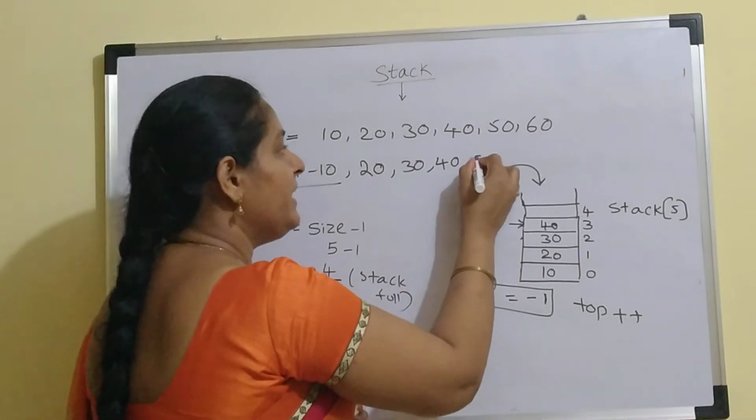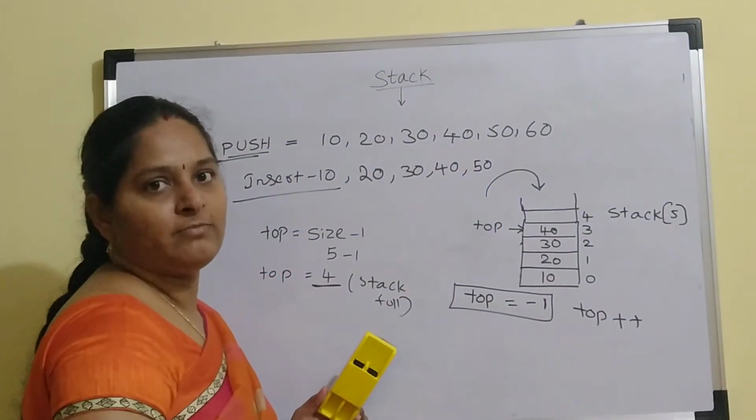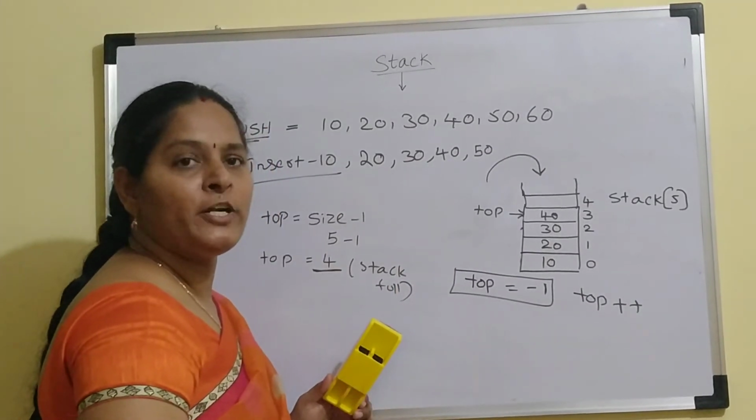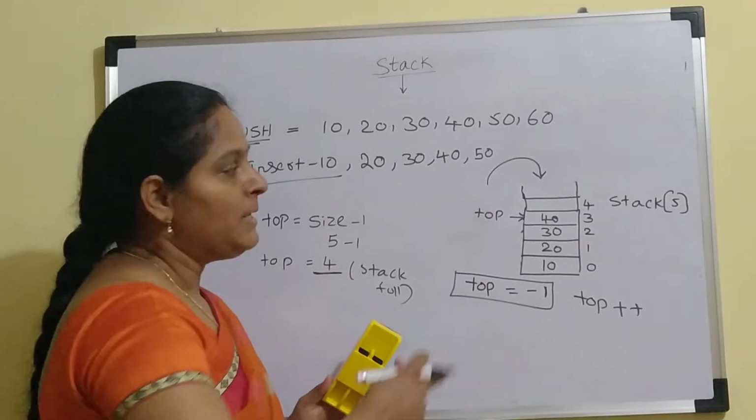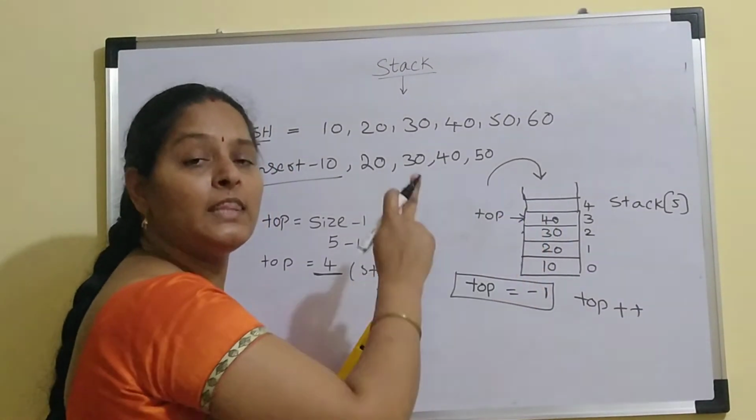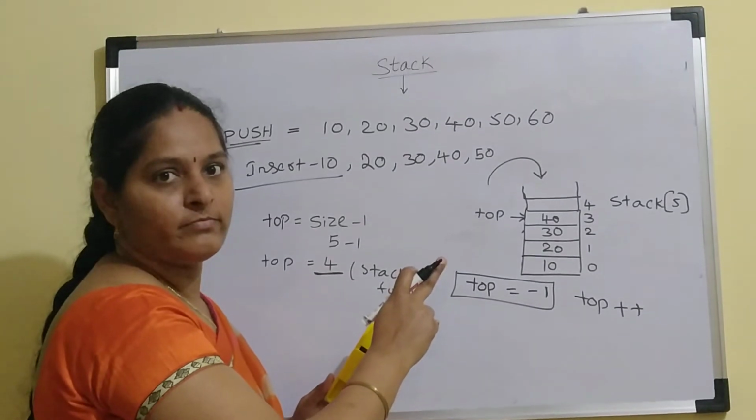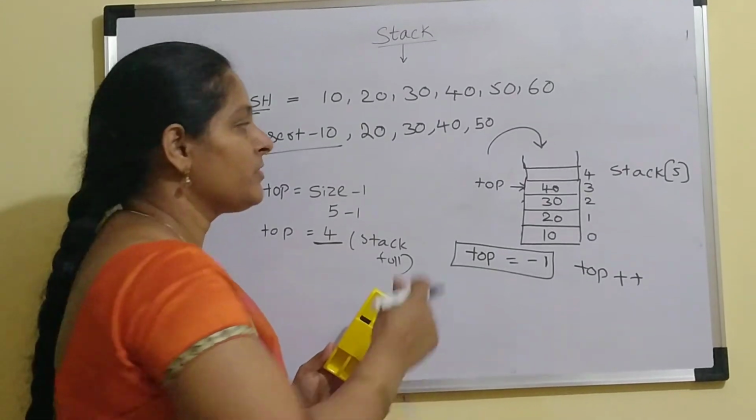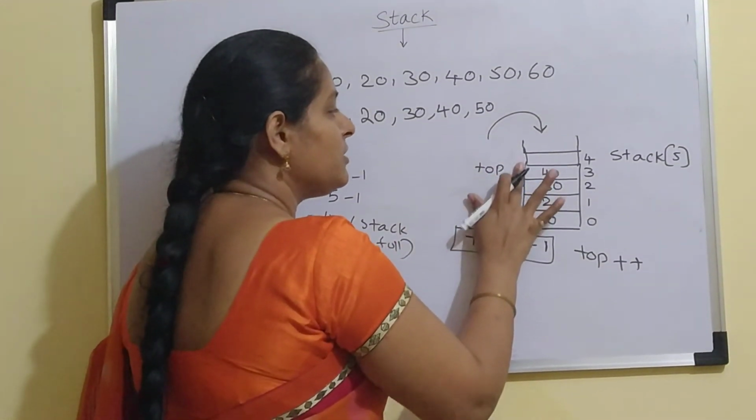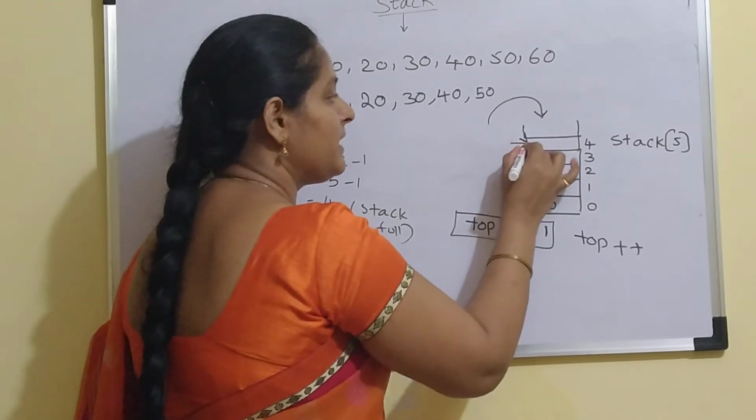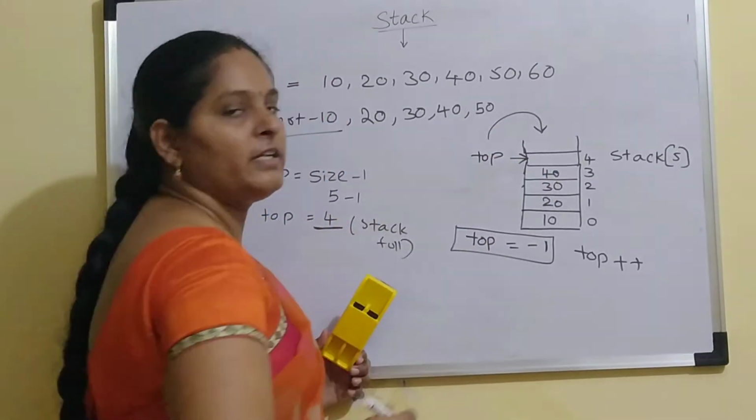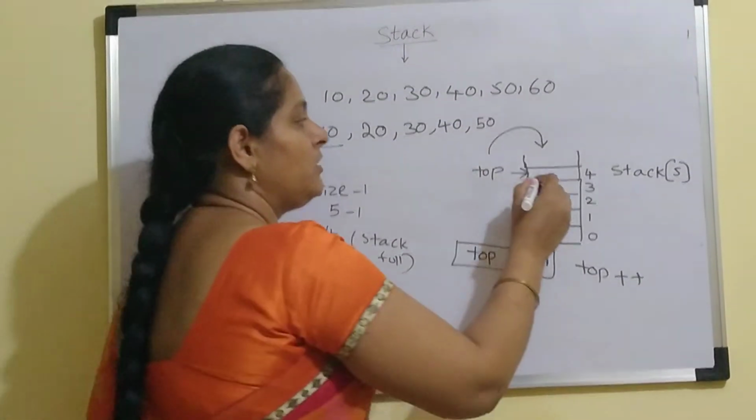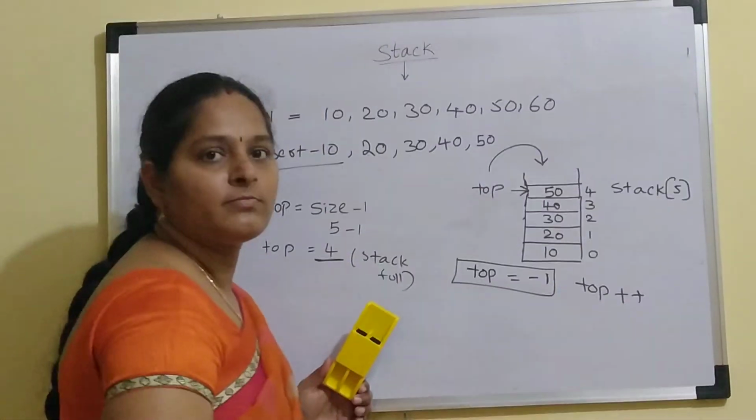Now try to insert 50. The next element to insert is 50. Right? So where to insert 50? Wherever the top pointer is pointing, at that index we need to insert, right? But here wherever the top pointer is pointing, that position is filled with 40. So if you want to insert a new element, we need to increment the top pointer by 1. So move the top pointer to the next available empty location. Now the top pointer points to 4. Now insert the element into that location. Now 50 will be inserted at this index.